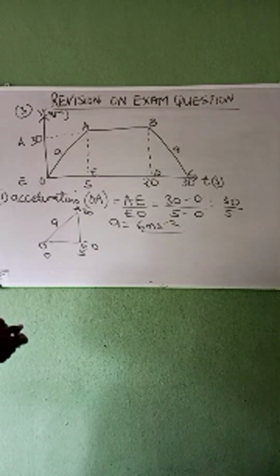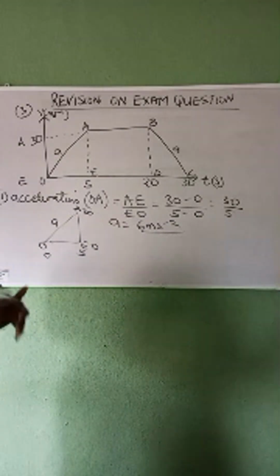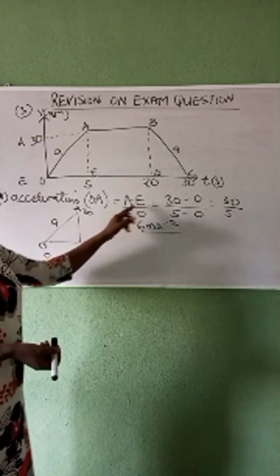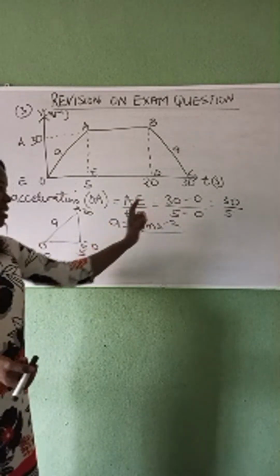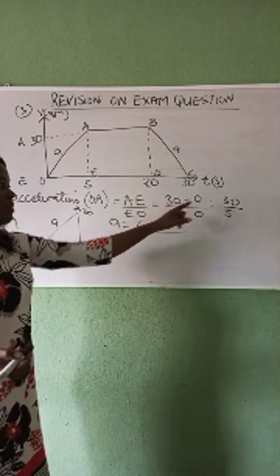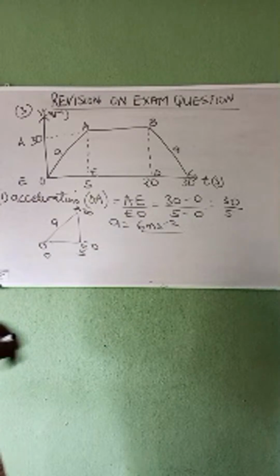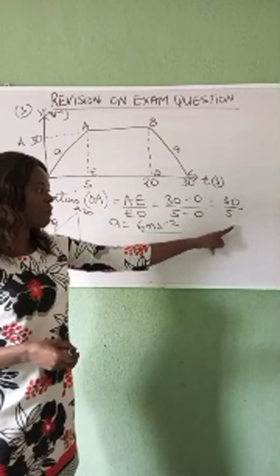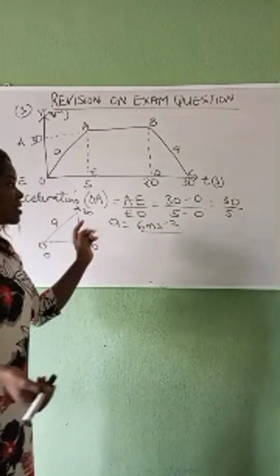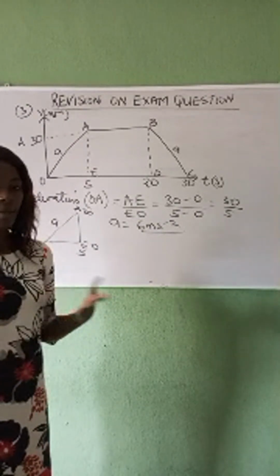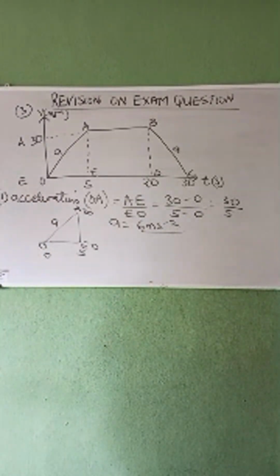Okay? Is that clear? So I just substituted the value by saying my A is 30, my E is 0. That is the difference between them. 30 minus 0 divided by 5 minus 0. Is that clear? Now when I subtracted, I got 30 over 5 and my answer becomes 6 meters per second square. Is that clear? Right.